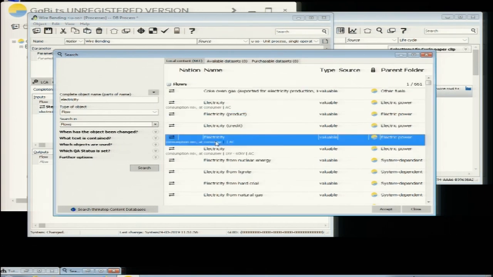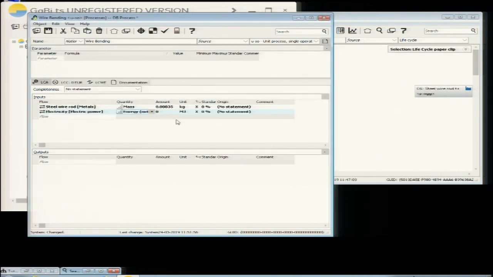I will pick electricity consumption mix at consumer, accept. So, this is again a flow. This electricity consumption in megawatt or in kilowatt hour, I can change the units here. The units are megajoules, BTU, calories, gigajoules, all those units are there. I will pick kilowatt hour and put 0.0001 kilowatt hour of energy is used, electricity is used to produce this clip.